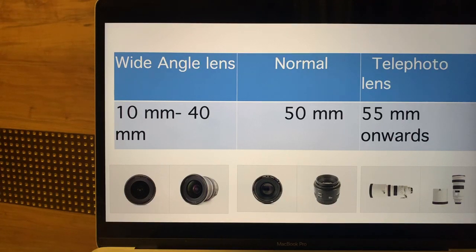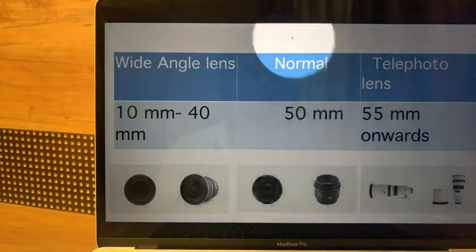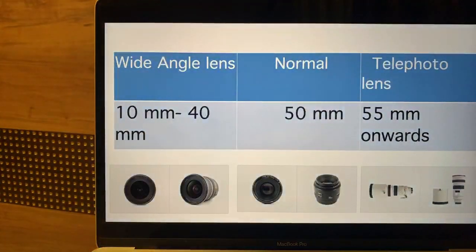Normal lenses have a focal length of 50 mm. Anything less than 50 mm, obviously we are considering 35 mm equivalent over here, in the sense we are talking about full frame cameras. So the normal lens or the standard lens in photography is considered a 50 mm lens in full frame cameras. Anything less than that would qualify as a wide angle lens. It is used for landscape photography. Normal lenses are used for formal portraits, and telephoto lenses are used for wildlife photography.